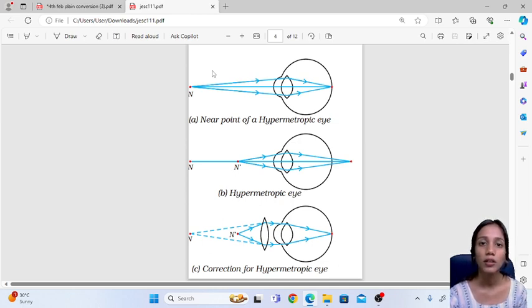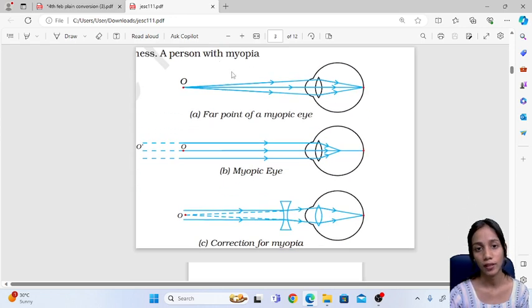So the near point and the far point of our eye should be intact. It should not change. If that is changed, then the person suffers from a particular eye defect. And for myopia and hypermetropia as well as presbyopia, the causes of the eye defects are different. So now let's first see what is myopia.